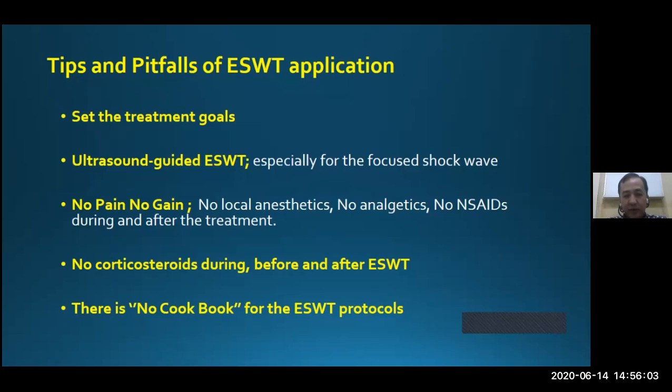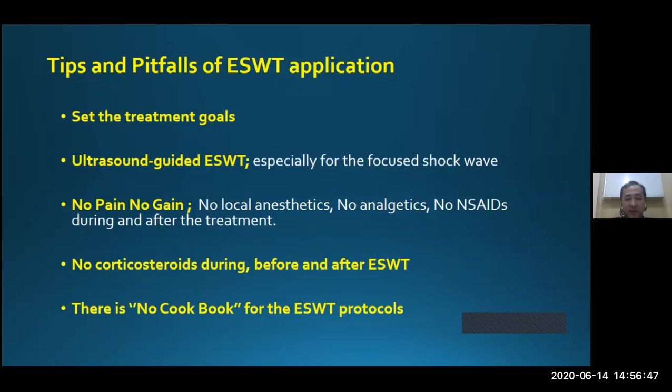No corticosteroids during, before, and after the shockwave, whether oral or injection. I prefer to do the shockwave 6 to 8 weeks after the last steroid injection. I will do the shockwave then, but before 6 or 8 weeks after the last injection, I will not do the shockwave. And the most important thing here is that there is no cookbook for shockwave protocols. Every patient has a different treatment protocol. Every patient has different treatment goals.